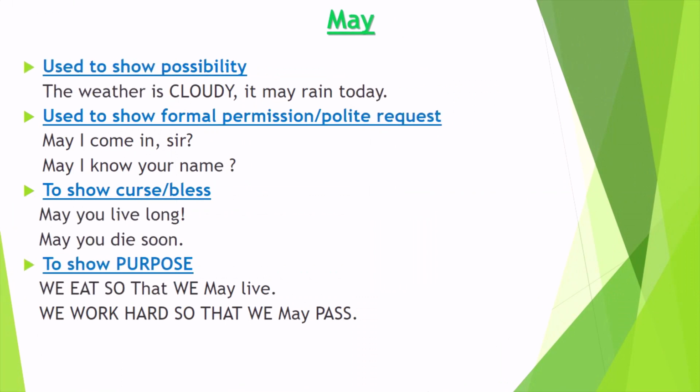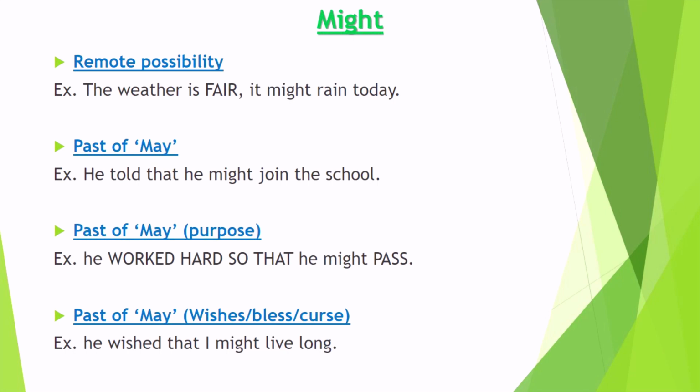Next we have may. May is used for possibility and might is used for remote possibility. What is remote possibility and what is possibility? Remote possibility means which has less chance of happening. Like in may, I have used the weather is cloudy, it may rain today. So I have given the chance that the weather is cloudy, that's why it may rain today. But if I take the might example, that means remote possibility, the weather is fair, so it might rain today. Why might? Because the weather is already fair, so there is almost no chance of rain. So that is why we use might for remote possibility and may for possibility.